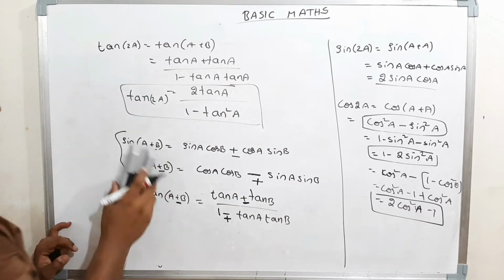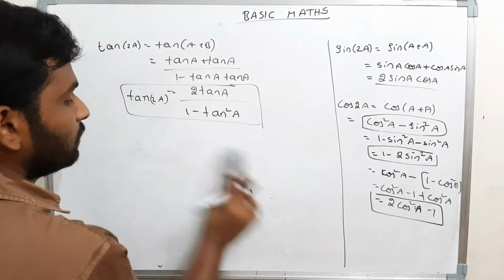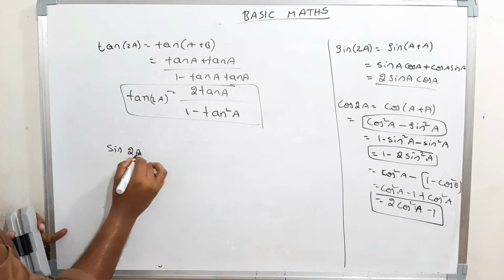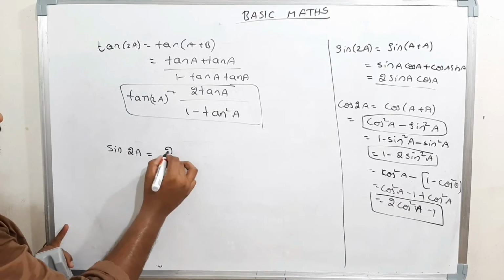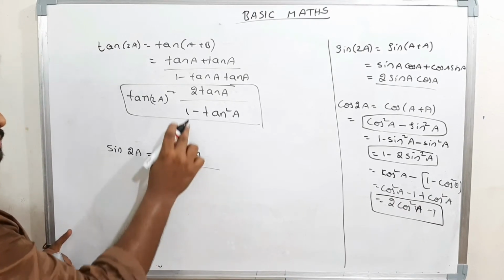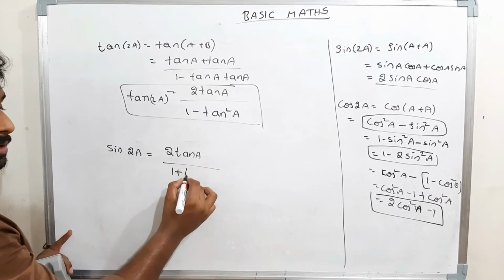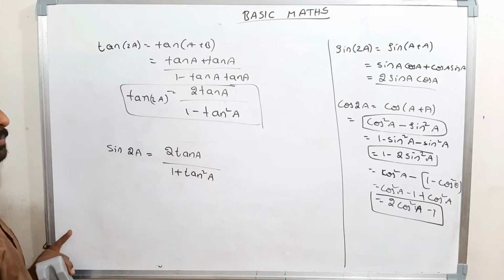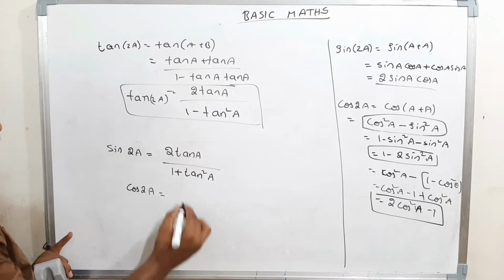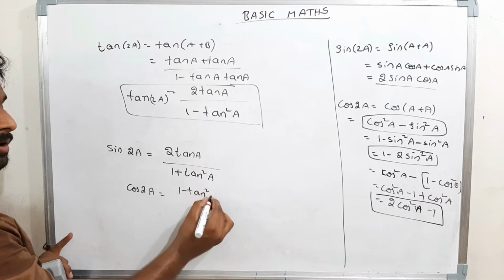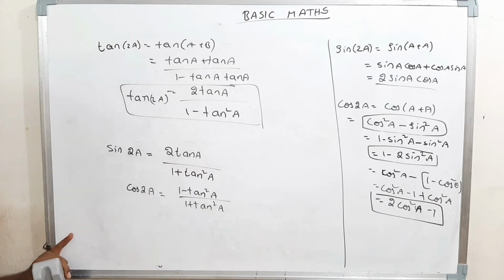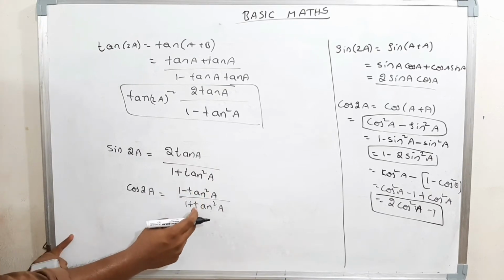Okay. And there are some more formulas. Sin 2A in terms of tan: sin 2A is equal to 2 tan A by 1 plus tan square A. For sin it is plus in the denominator. And cos 2A is equal to 1 minus tan square A by 1 plus tan square A.